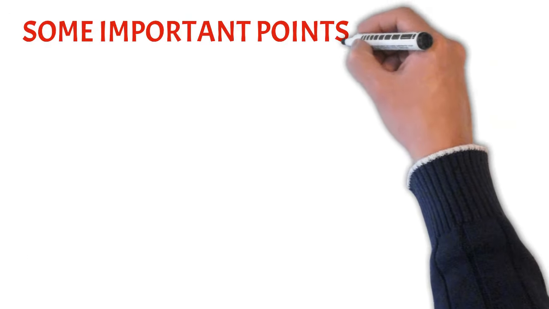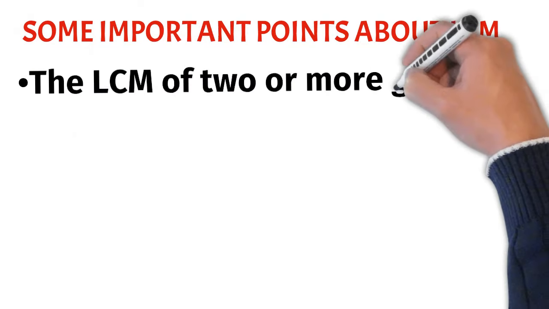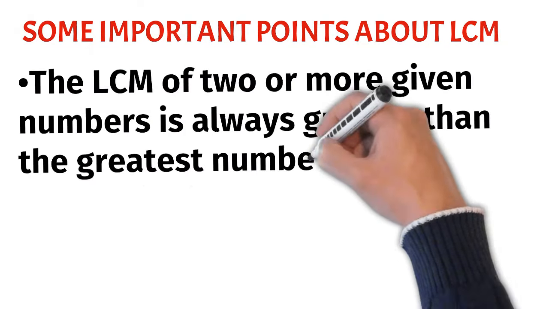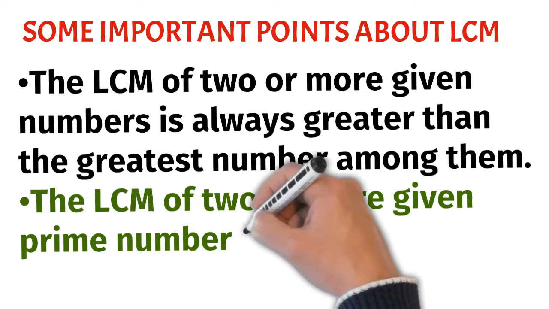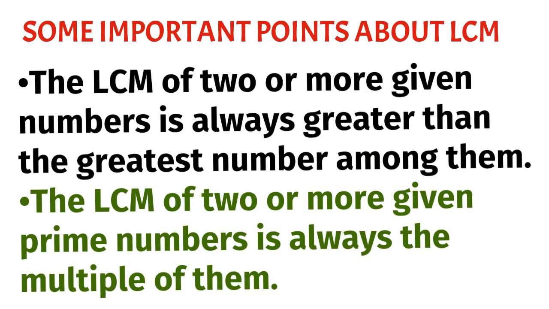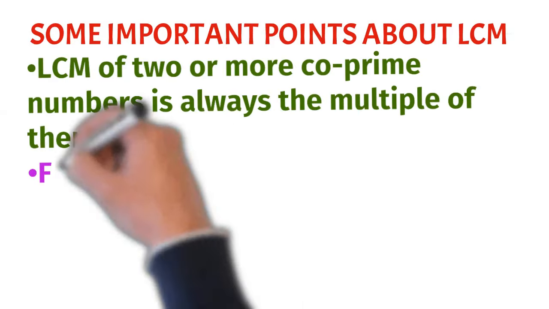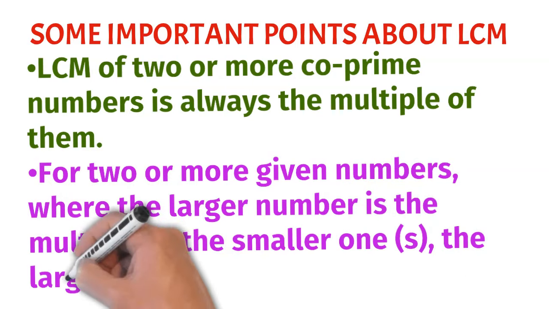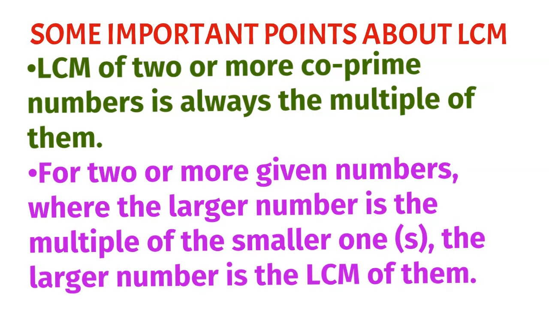Now, let's summarize the characteristic points about LCM. The LCM of two or more given numbers is always greater than the greatest number among them. The LCM of two or more given prime numbers is always the multiple of them. LCM of two or more co-prime numbers is always the multiple of them. For two or more given numbers where the larger number is the multiple of the smaller one, the larger number is the LCM of them.